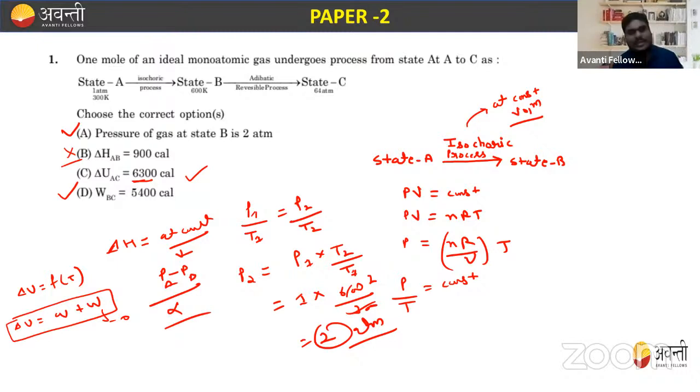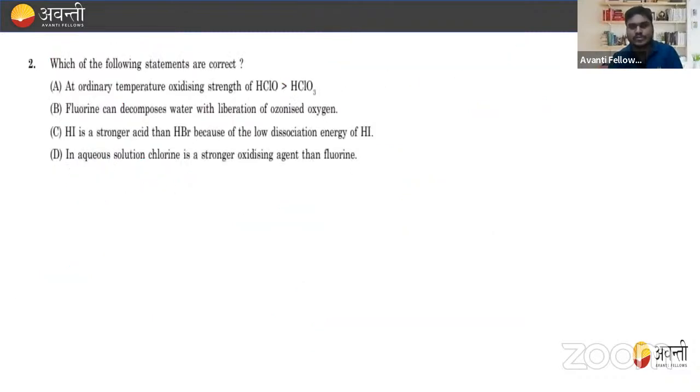So only option B is incorrect, rather than A, C, and D. All these three options are absolutely correct. Now, the next question.